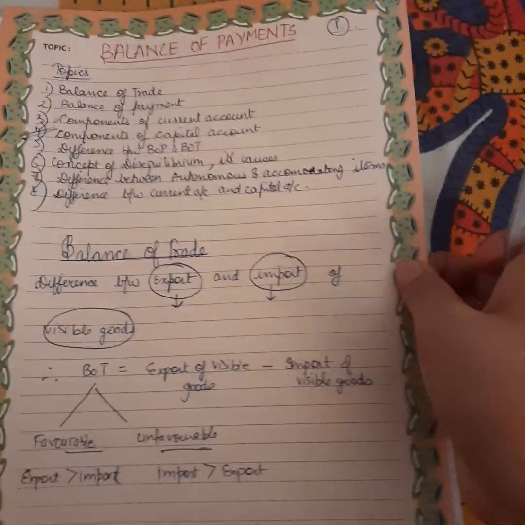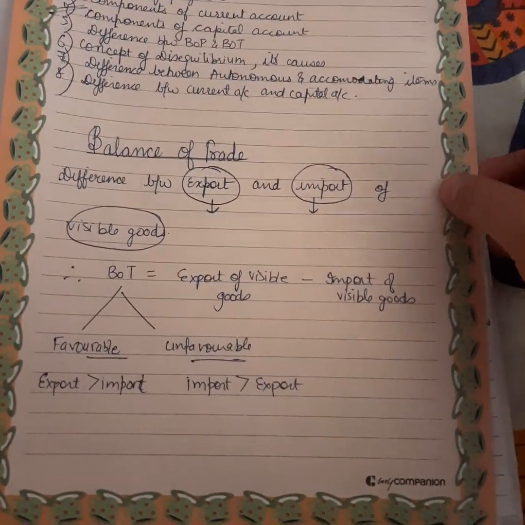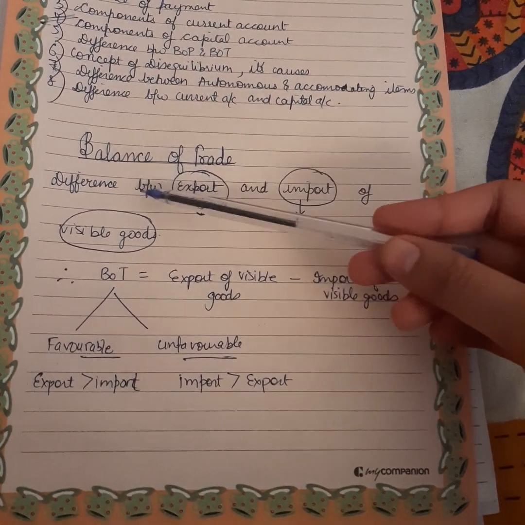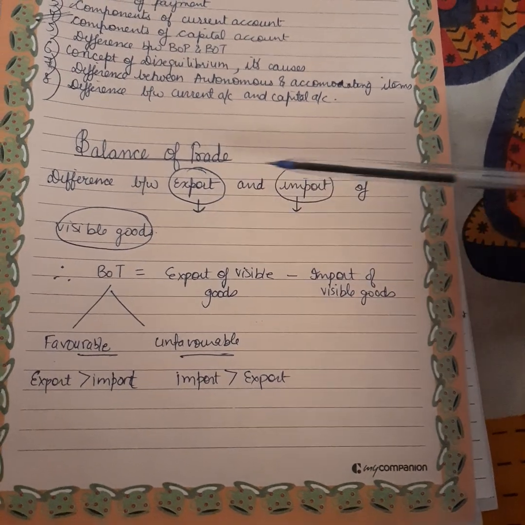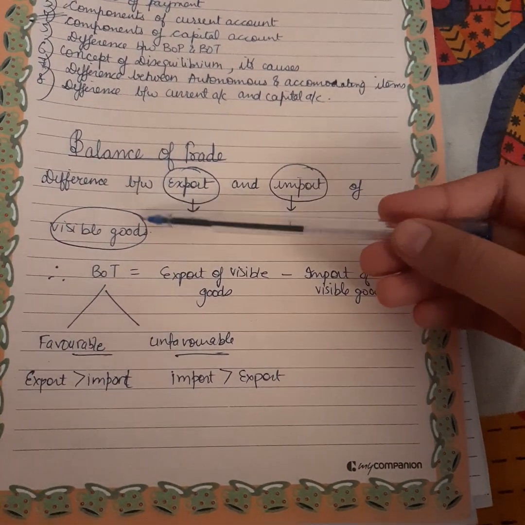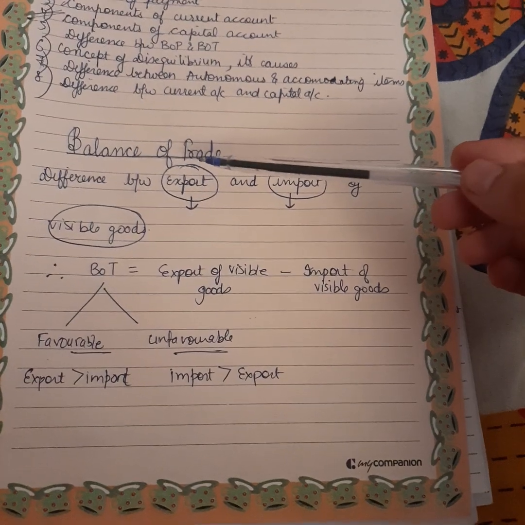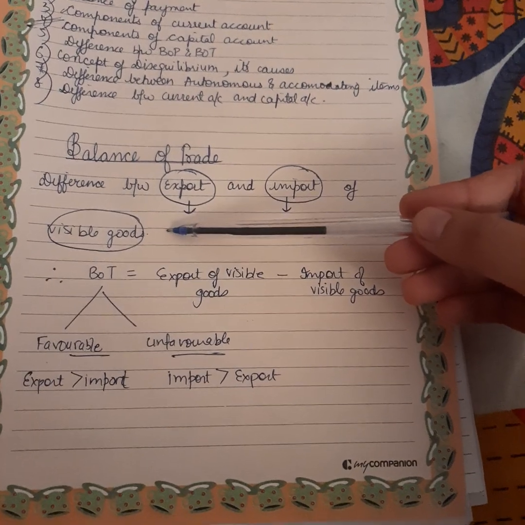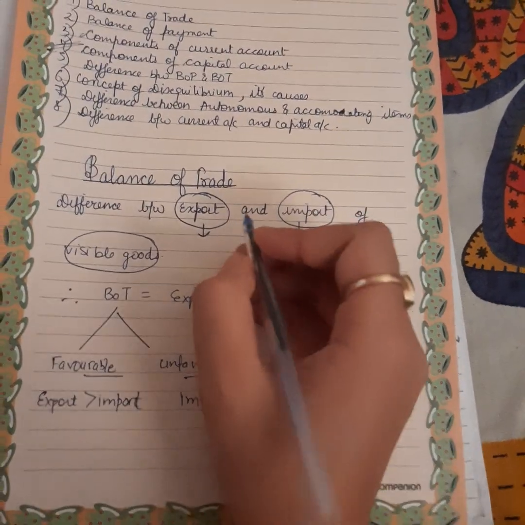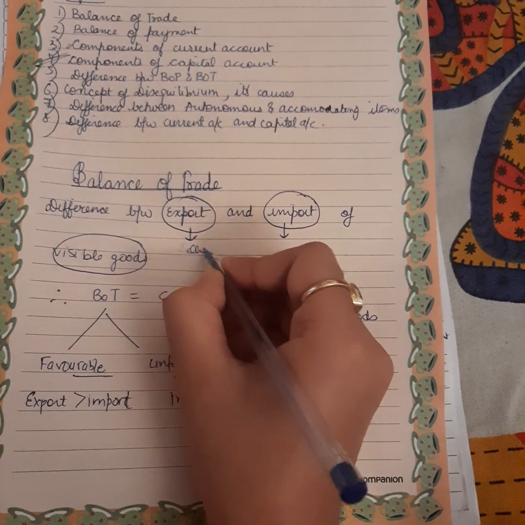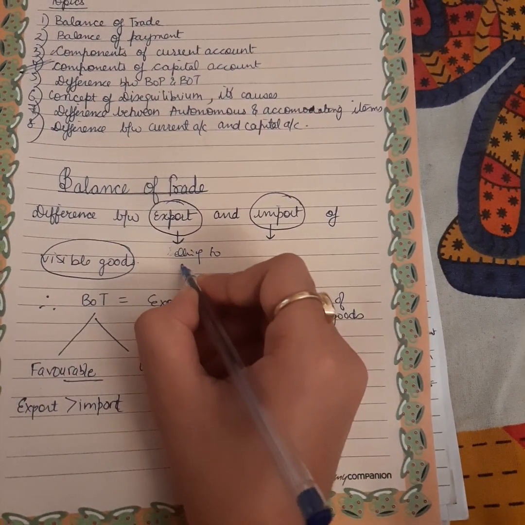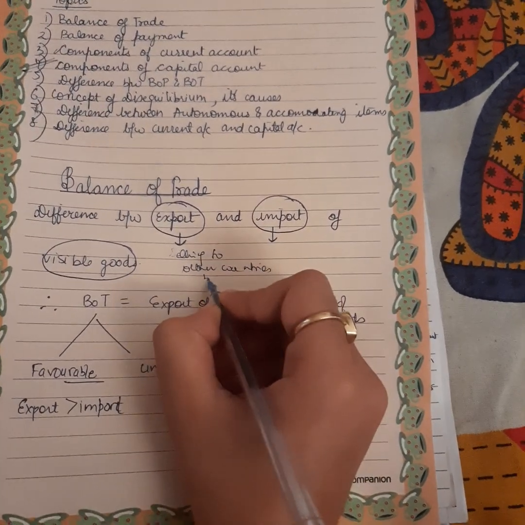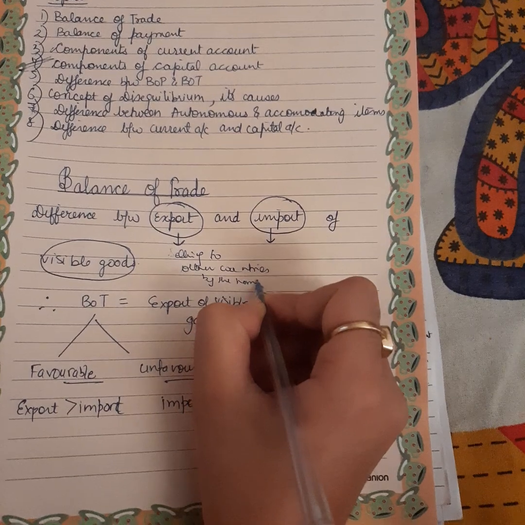Okay, so the first question from this chapter is, what is balance of trade? So balance of trade is the difference between export and import of visible goods. Now let's understand these three terms first. What is export, what is import, and what are visible goods? Okay, what do you mean by export? Export means selling to other countries. Okay, selling to some other countries by the home country.